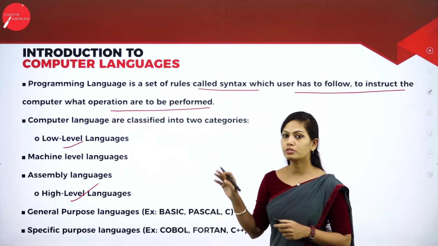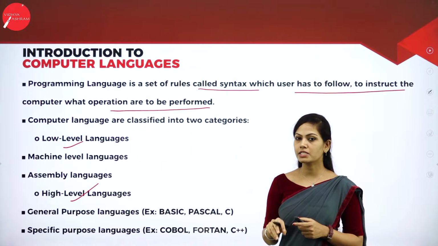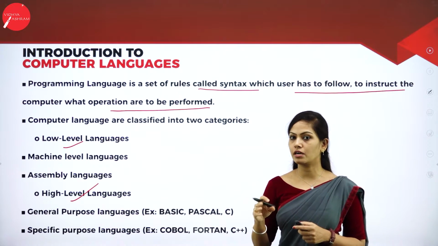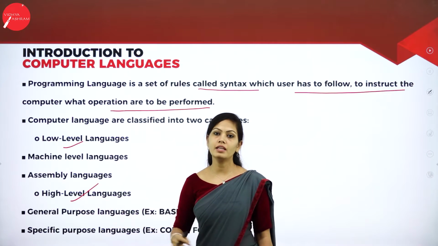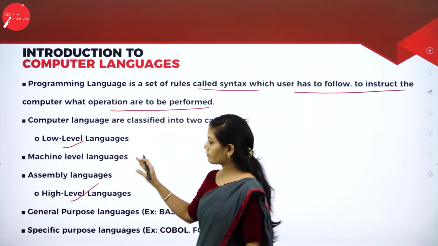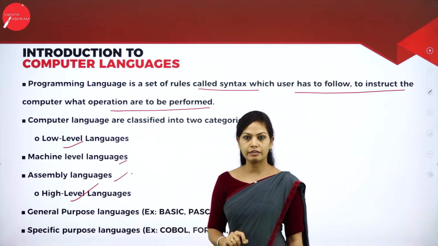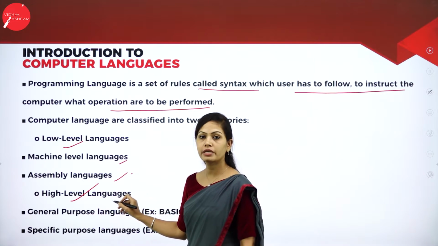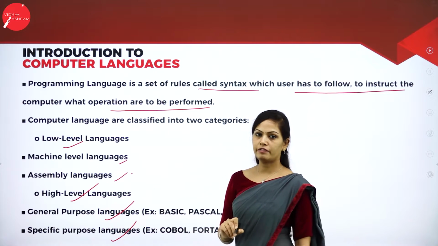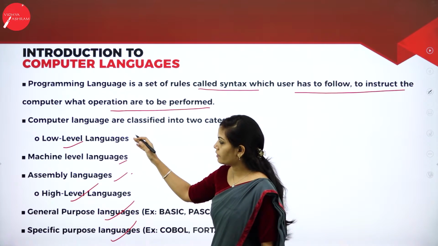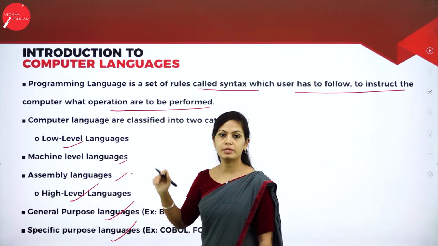Don't get confused between programming language and computer language. Programming languages are C, C++, Java, etc. And computer languages are low level language and high level language. Low level language can be classified into machine level language and assembly level language, and high level language can be classified into general purpose language and specific purpose language. First we have low level language.